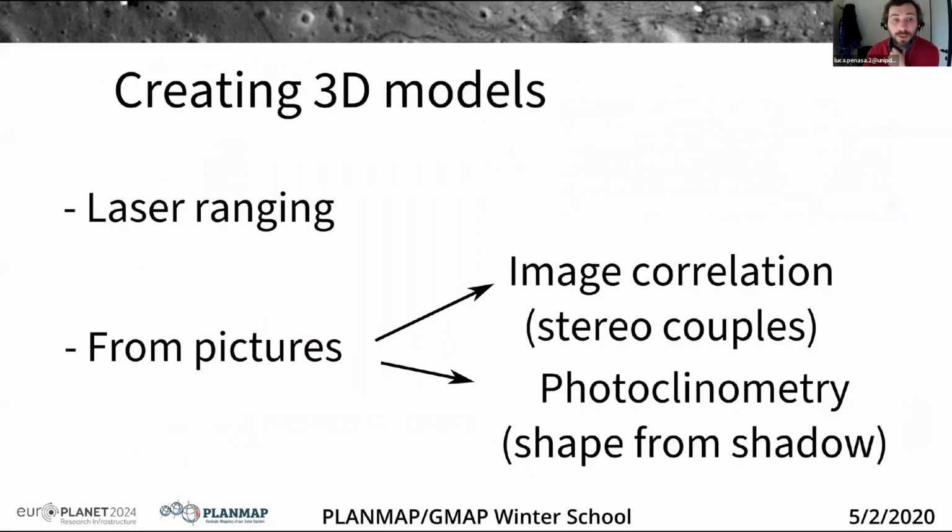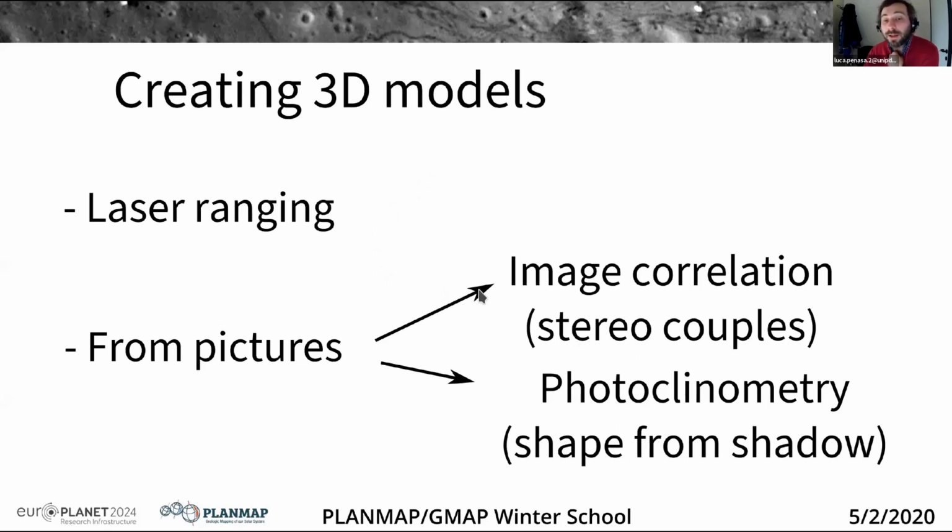Okay, of course, we need to say something about how 3D models are created in the first place. We could talk about that all day long, probably, but it makes sense to see two big different ways of doing that. The first one is using laser ranging, and the second one is using basically pictures.